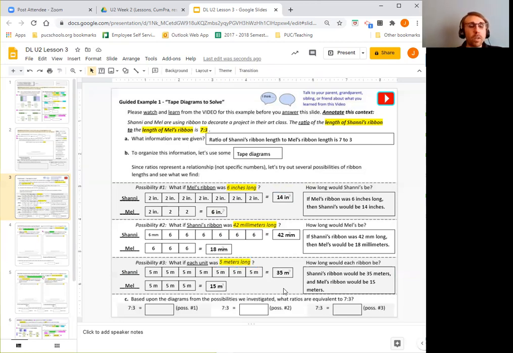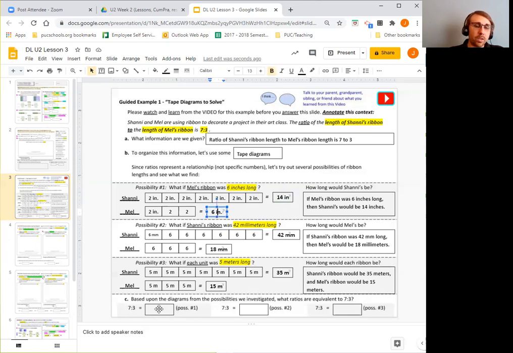Our last goal is to figure out what is the new ratio, what is the equivalent ratio in this specific scenario. So for possibility 1, the ratio 7 boxes to 3 boxes is actually equal to 14 to 6. For possibility 2, if we put 6 in each box, then the 7 boxes and 3 boxes become 42 to 18. And notice this time I use the colon because it's important that we practice both different ways to write a ratio. The third ratio is 35 to 15.